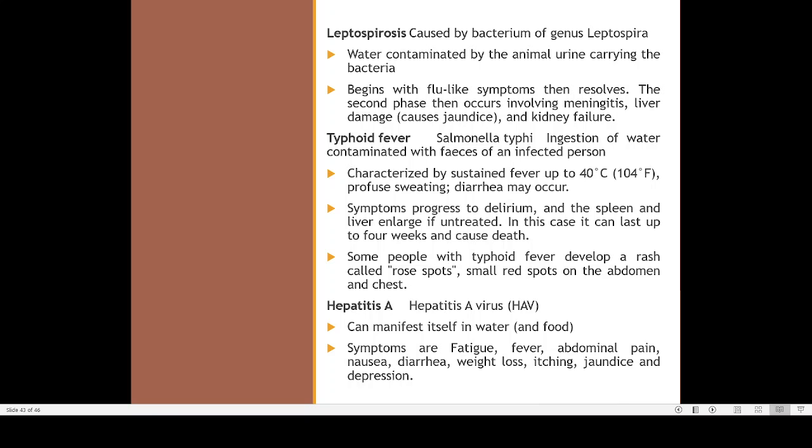Now we come to another kind of disease known by the name hepatitis A. Sometimes you might have heard about hepatitis. Hepatitis A is caused by hepatitis A virus. So in case of hepatitis A virus, here you can see how hepatitis A is.